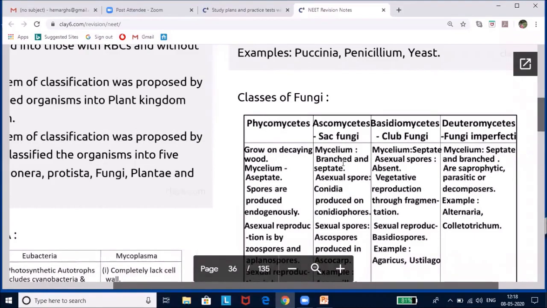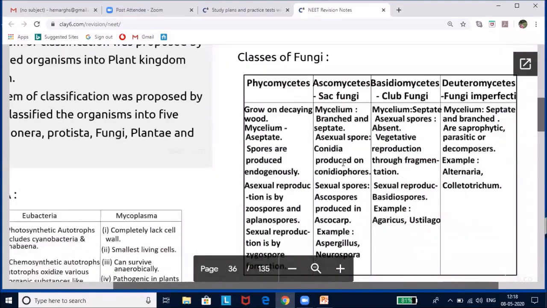Now let me look at Phycomycetes. They are all aquatic organisms. Mycelium is aseptate or cenocytic. Cenocytic means multinucleate cell, which is due to multiple karyokinesis. That means the nucleus has divided many times without cytokinesis, as a result of which you will find a multinucleate cell condition. Now zoospores, which are motile, and aplanospores, which are non-motile, are produced for asexual reproduction.